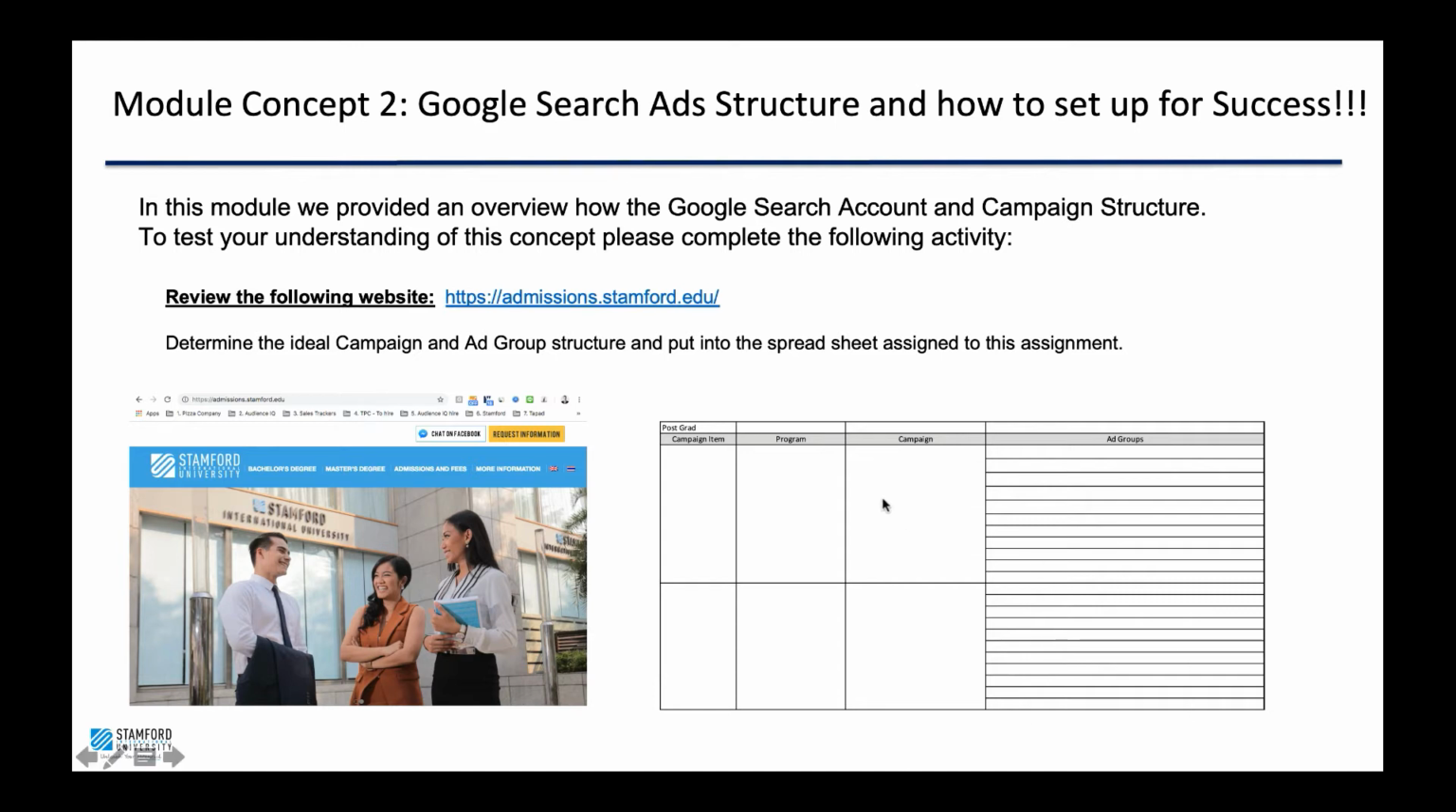So in this spreadsheet here, which you can download, we need you to fill in all the different campaigns that you'd set up and then the ad groups. You don't have to do keywords at this point. That's the next module. Just look at the high level campaigns and ad groups. All right, so please do this activity. Download the spreadsheet, fill it in, upload it back into Blackboard, and we'll review it in the weekly Q&A. Best of luck.